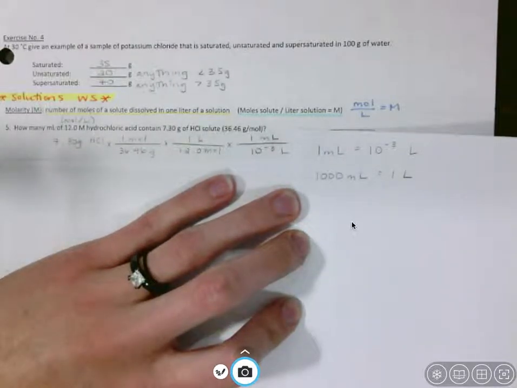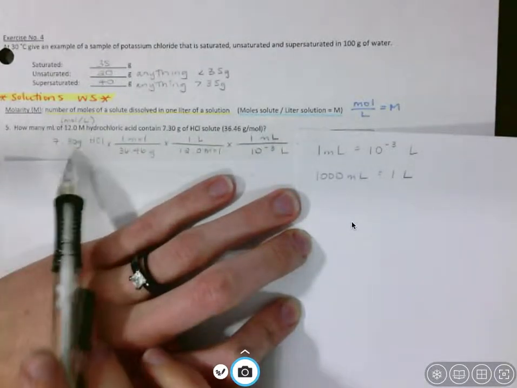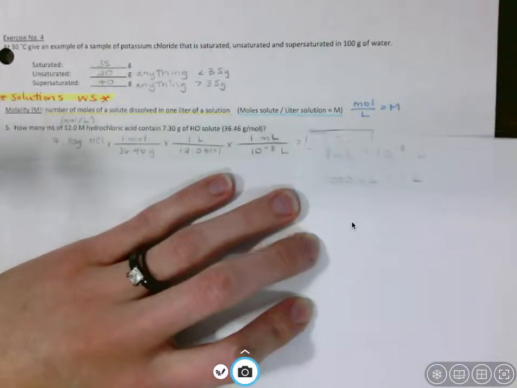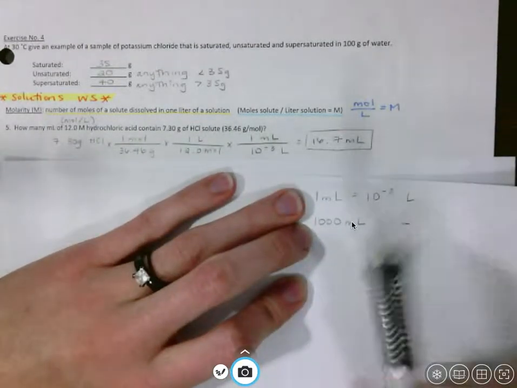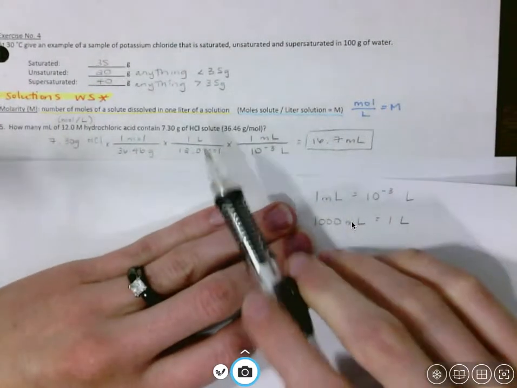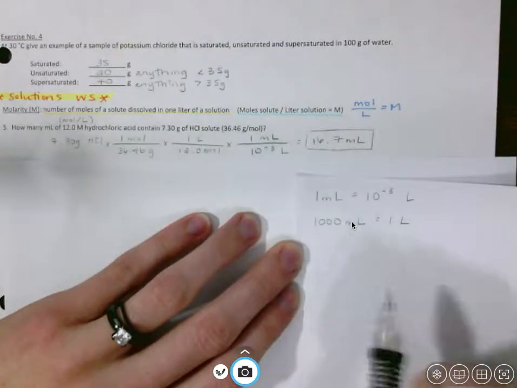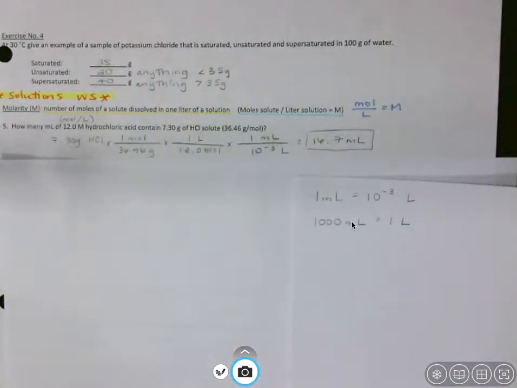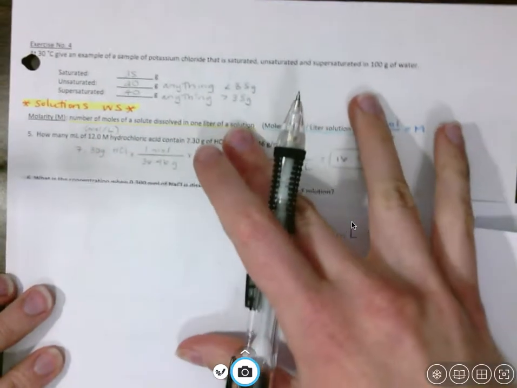So after we put this in our calculator, we got grams canceling, moles canceling, liters canceling, and we're ending up with milliliters. So we should get, with 3 sig figs, 16.7 milliliters for our hydrochloric acid, and 7.30 grams of our solute. So that's how we're doing these types of calculations. So let's look at example number 6.